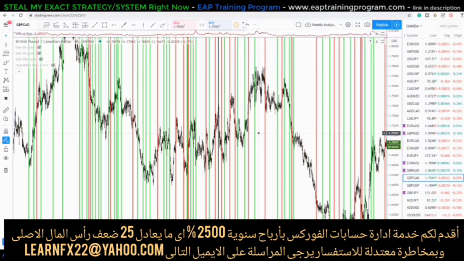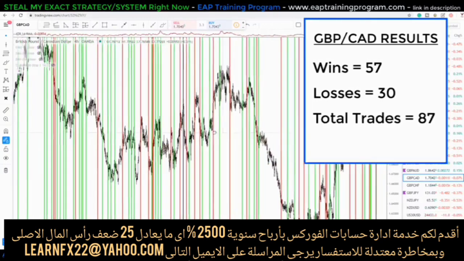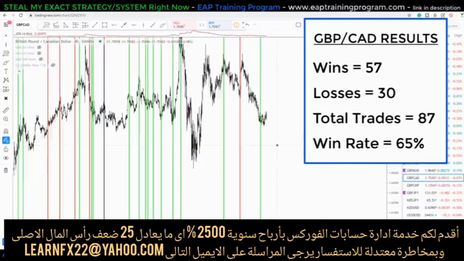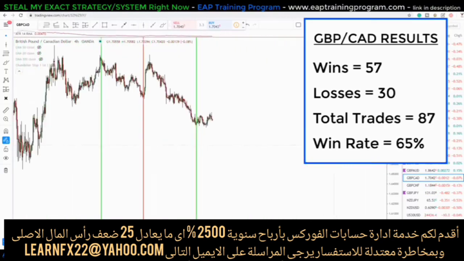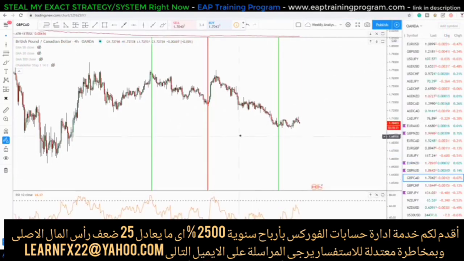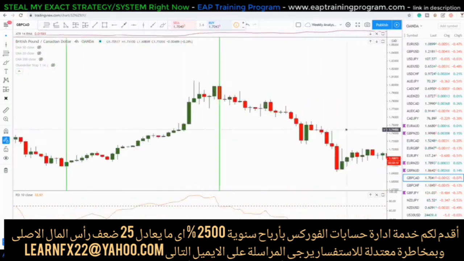Using that same criteria, we produced 57 wins and 30 losses, a total of 80 trades, giving a 65% chance of winning. And this is all with a 1-to-1. This wasn't quite a 1.4 to 1, but that is an incredible win rate for just using overbought and oversold trades with a simple candlestick pattern like this 5% candlestick.